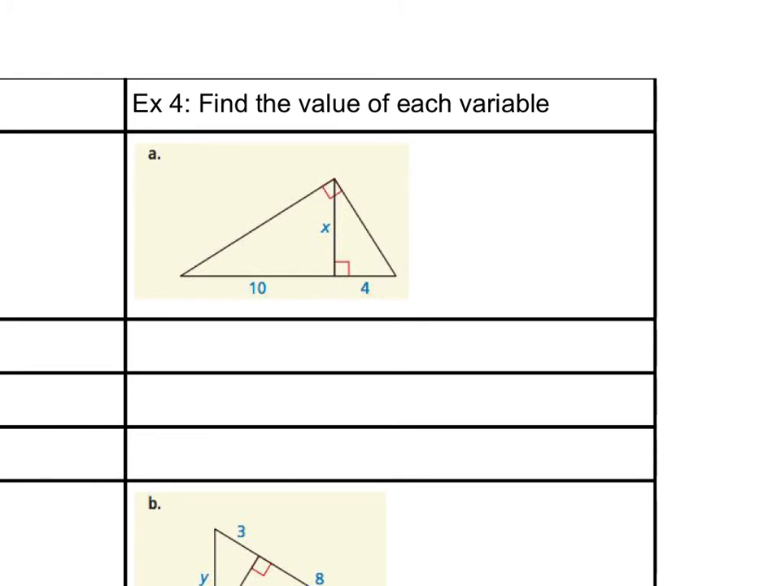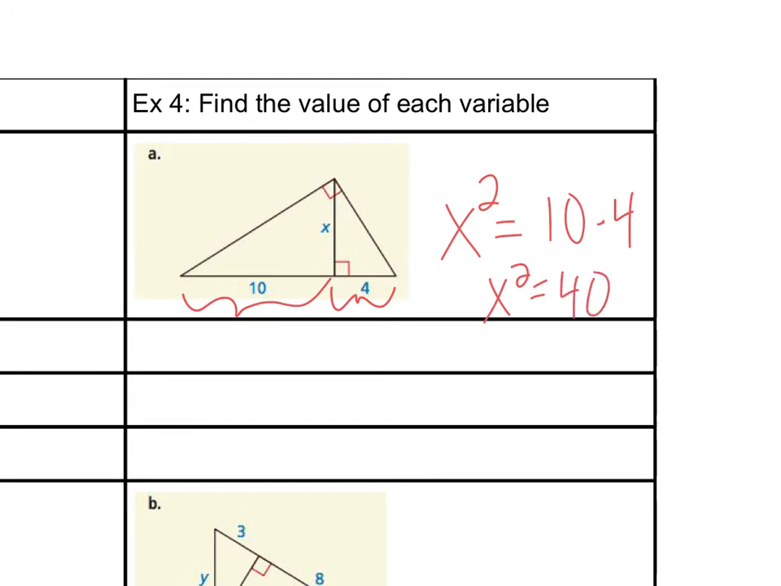So we're going to use that geometric mean theorem, which tells us that the altitude is going to be the altitude squared. So this, I'm just taking this right off of that first theorem from the last page, theorem 9.7. X squared is going to equal this length times this length. So my altitude squared is going to equal 10 times 4. So x squared is going to equal 40.